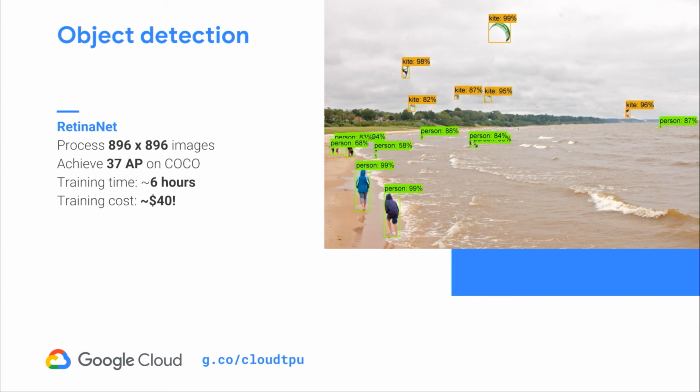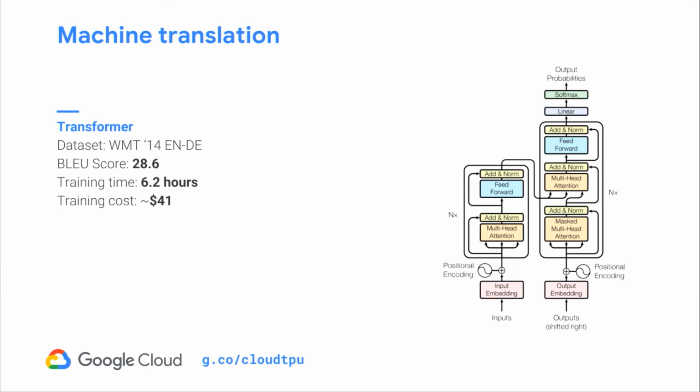In this case, RetinaNet can operate on surprisingly large images, 896 by 896, and achieve a near state-of-the-art result on COCO, a standard object recognition data set. You can get to that level of accuracy in about 6 hours for just $40 on one of the Cloud TPUs that you can rent today. I think that's pretty exciting for democratizing machine learning and providing a building block for you to build your own object detection applications on top of.